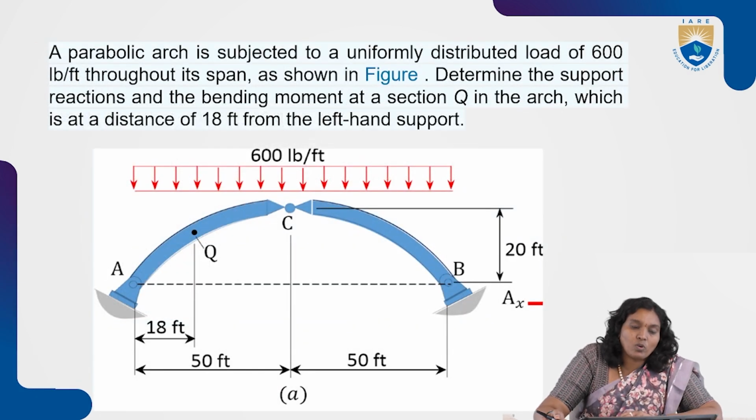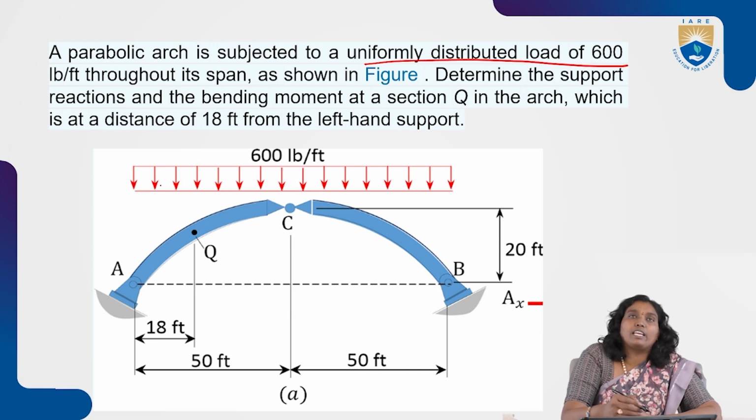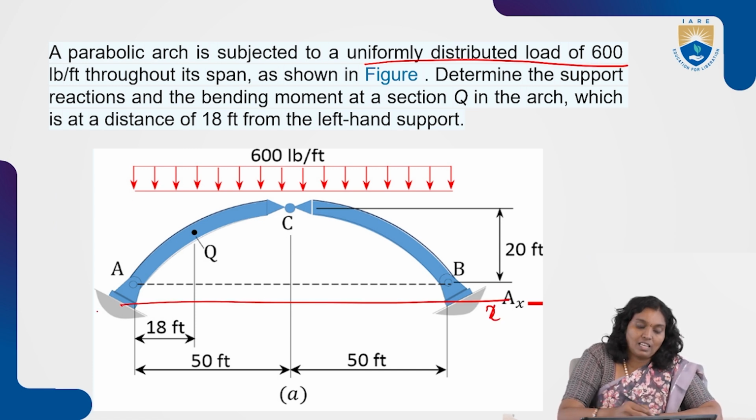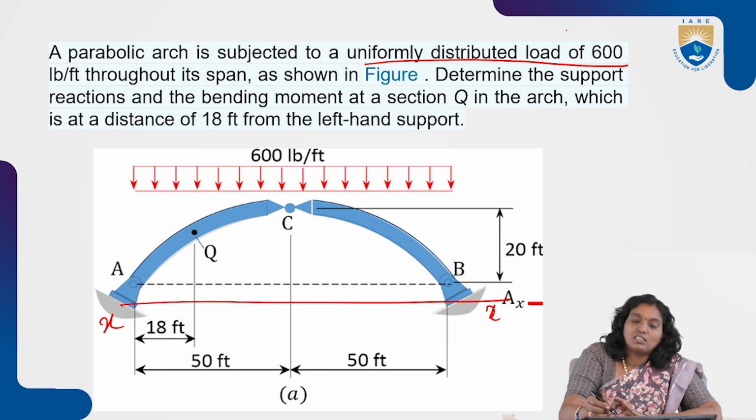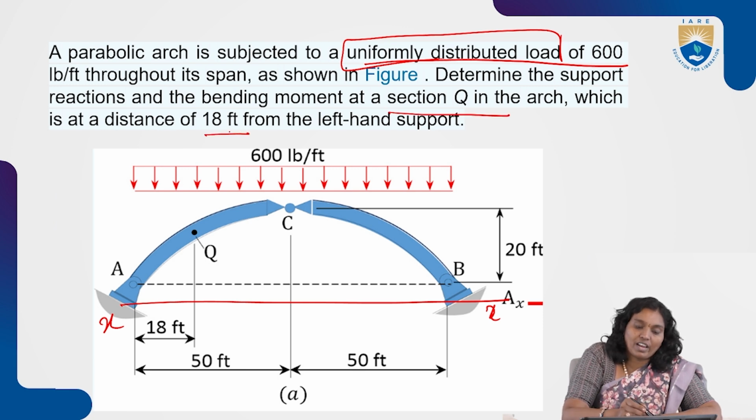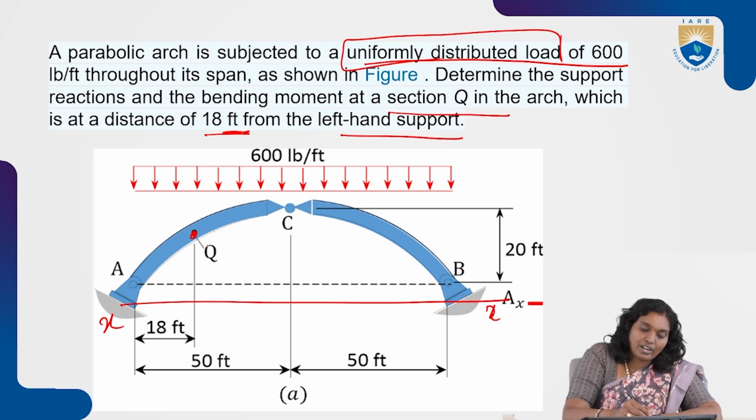And consider one more example: a parabolic arch subjected to a uniformly distributed load. As in the previous example, here also both the supports are at the same level. Here the parabolic arch carries a uniformly distributed load throughout. So determine the support reactions and the bending moment at Q in the arch, which is at a distance of 8 feet from the left hand support. From here we are going to find out the values at this particular point.